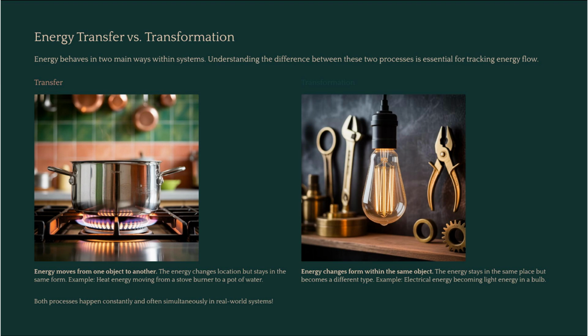When tracking energy, there are two key terms to use correctly: transfer and transformation. Transfer means the energy moves from one object to another, like the heat energy moving from a hot stove burner to a cold pot. Transformation means the energy changes its form within the same object, like the electrical energy inside a light bulb changing its identity to become light energy and heat energy. Both of these processes happen constantly in an energy system as energy moves from input to output.